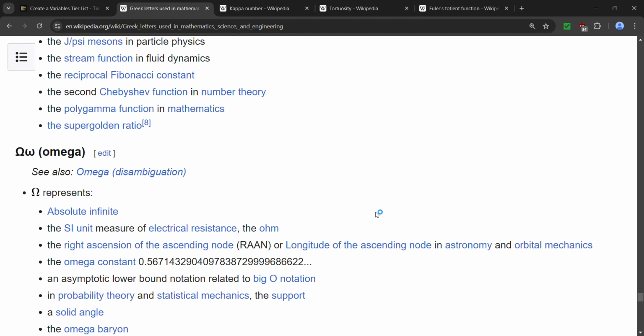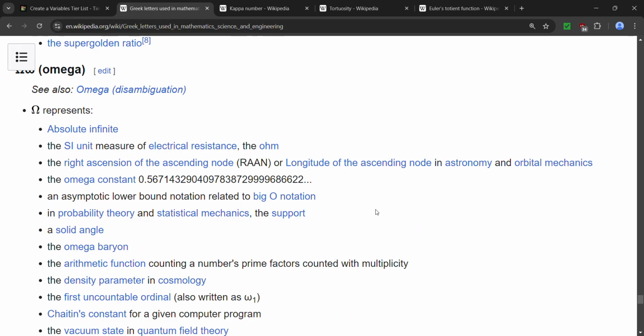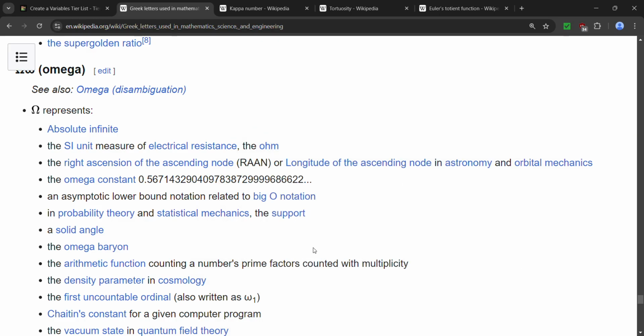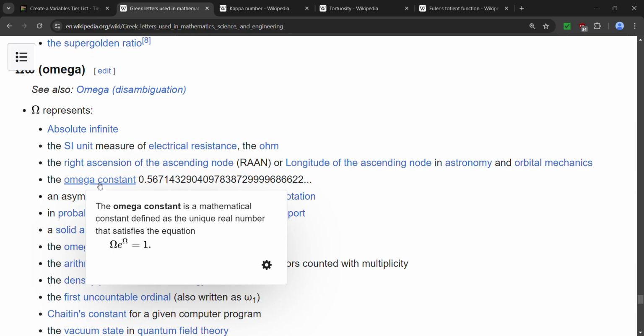All right, let's finish off strong. Omega, right? Let's do it. Okay. Unit of resistance, the ohm. That's a pretty big accomplishment. I was talking a little bit earlier about how mu was the only Greek variable that really became a unit, or at least a prefix for a unit, like micro. I guess I was wrong, right? I forgot about the ohm, and that's pretty impressive. So already off to a good start. The omega constant, I've never even heard of this.